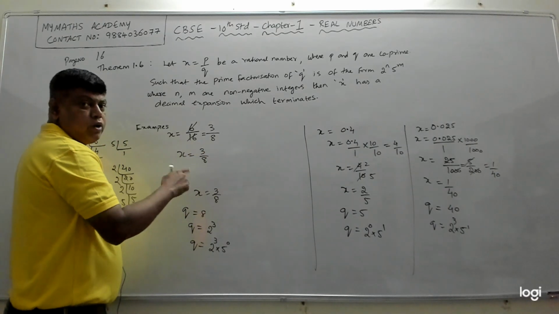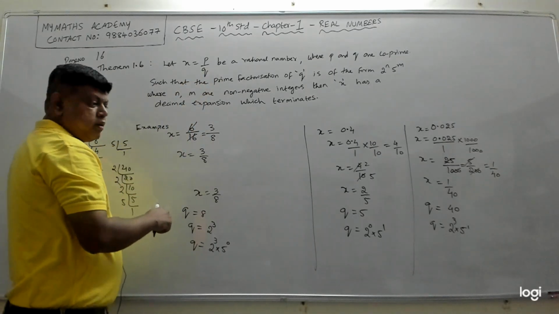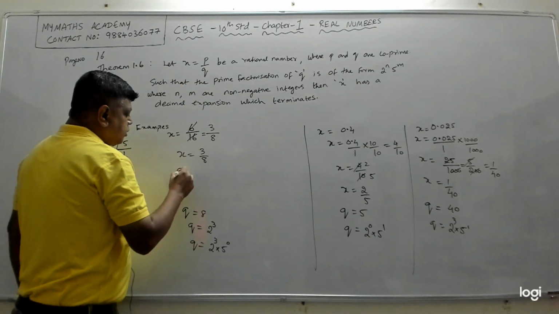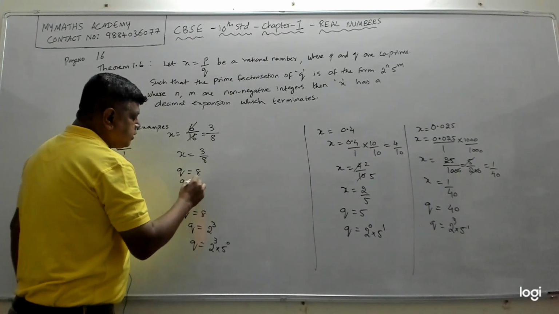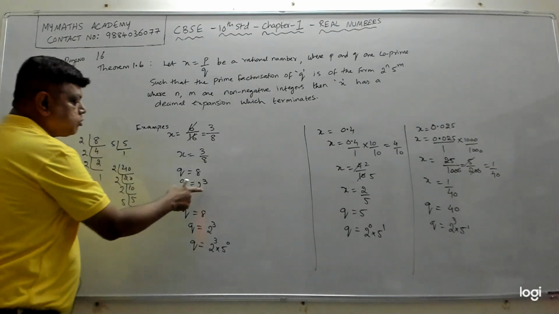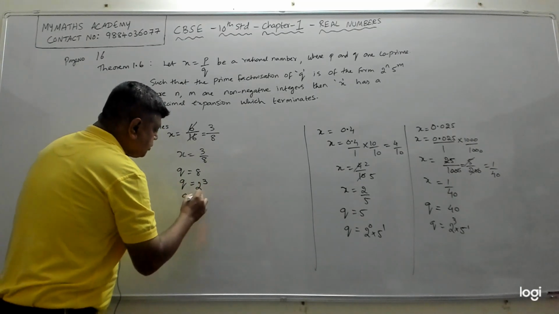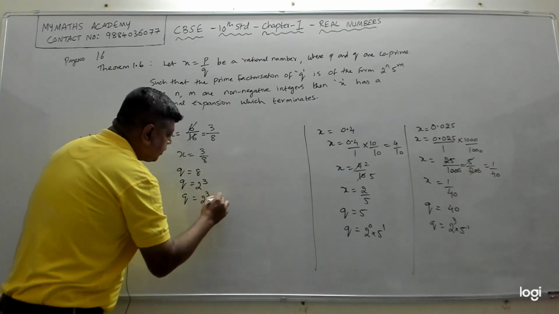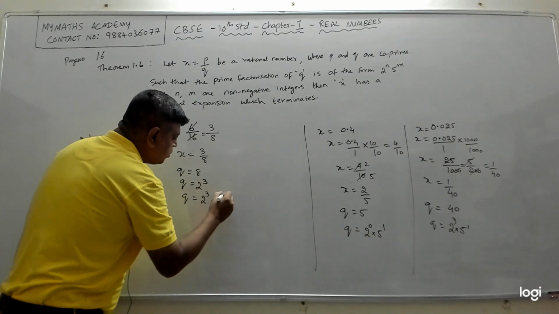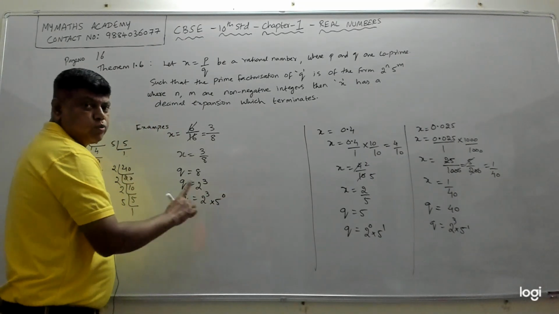Can I simplify further? No. Now at this stage, this is called p by q. And what is my q? Q is 8, so q can be written as 2 cube, like this, 2 into 2 into 2. So q can be written as 2 cube into 5 power 0, because the value of 5 power 0 is 1.